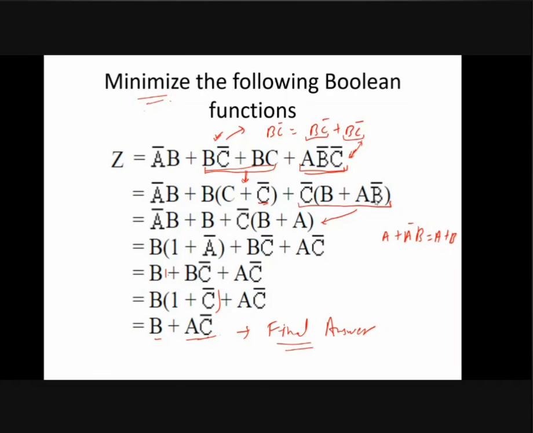So I have gone through all types of examples in minimization of Boolean functions. So this is your homework, and here ends today's lecture.